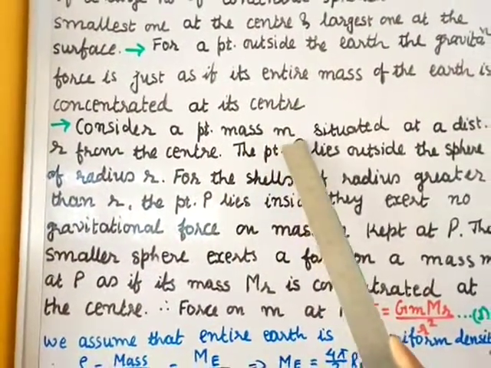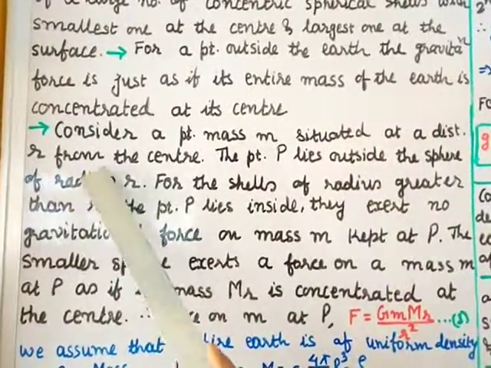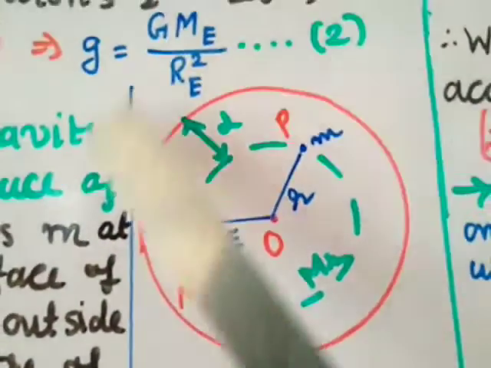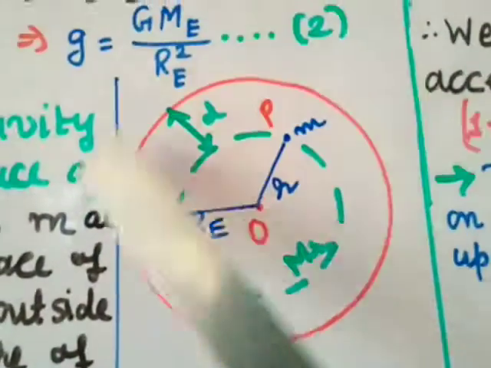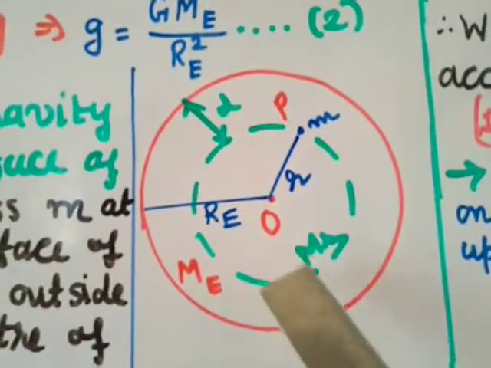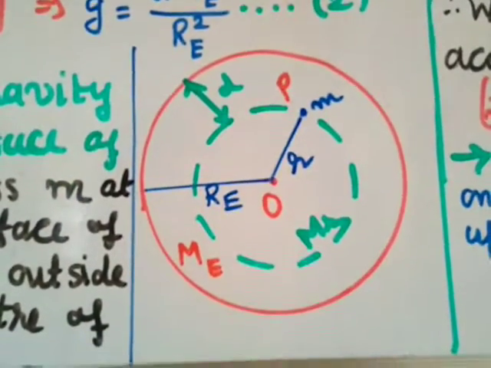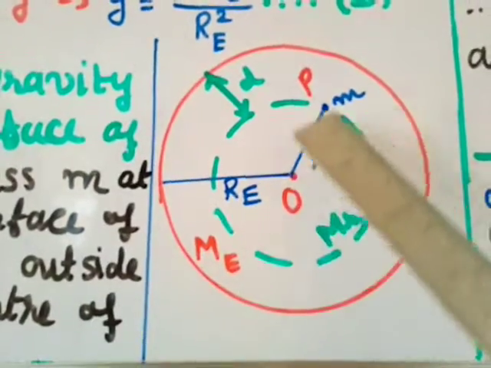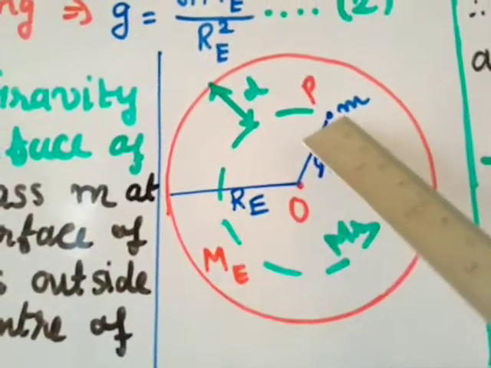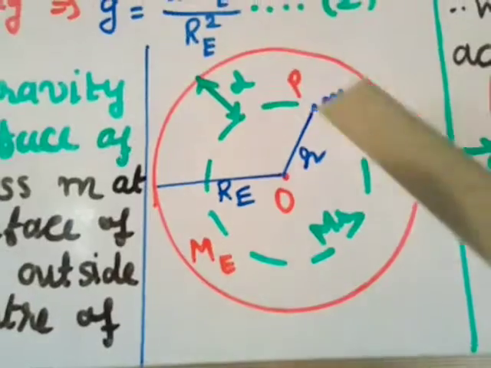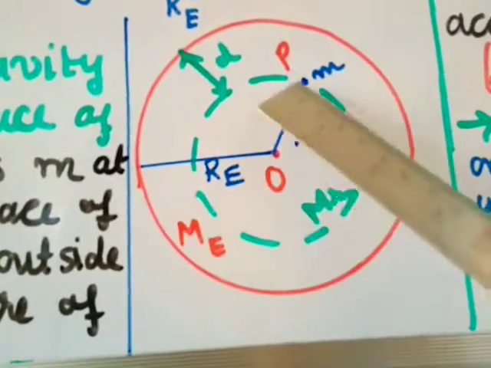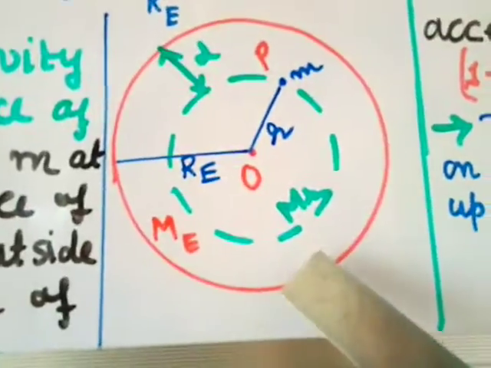Consider a point mass m situated at a distance r from the center. This is the earth's surface, which is the red boundary, and this is the center of the earth, which you take as O. From this center, at a distance r, that is the radius r, you consider a mass m situated at point P. So it is inside the surface of the earth.